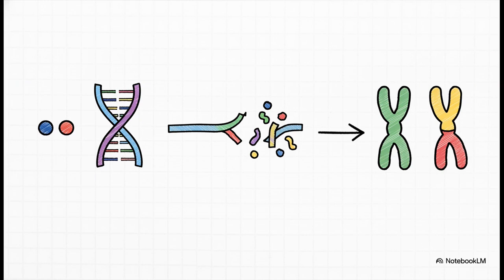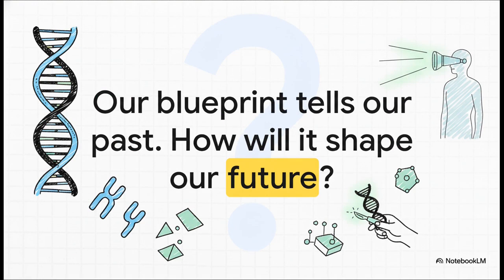So ultimately, understanding genetic disease is really about understanding scale, the size of the typo in your body's blueprint, whether it's just one single wrong letter or an entire missing chapter. That is what determines the nature and the story of the disease. Look, our genetic blueprint tells the story of our past, of our evolution, and understanding it is absolutely fundamental to modern medicine. But it also makes you think.